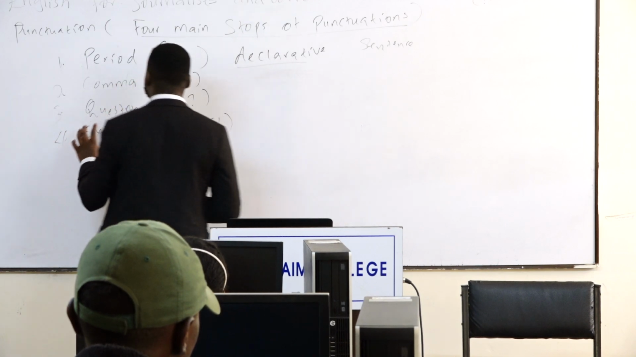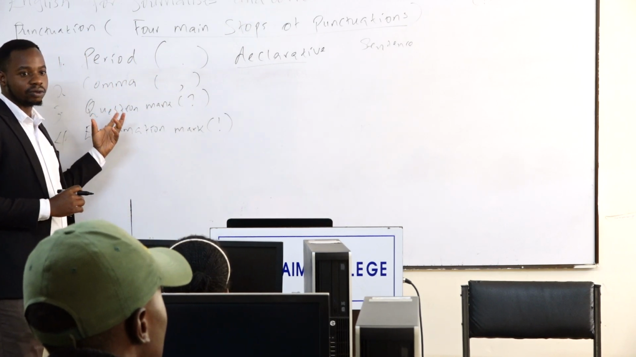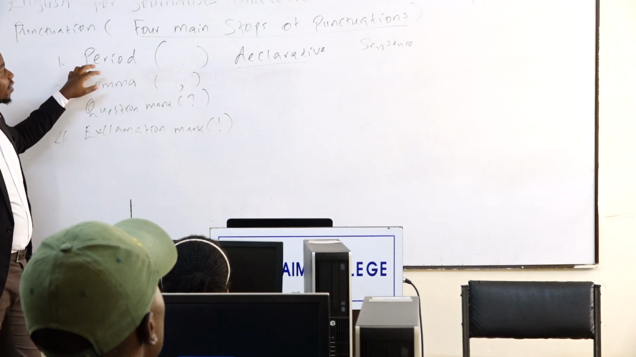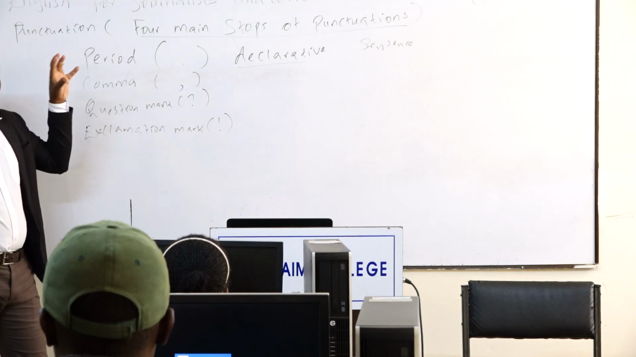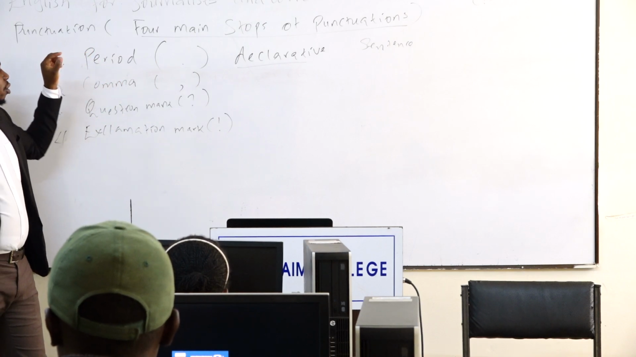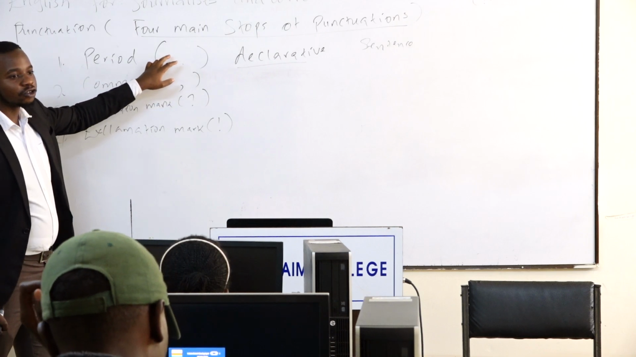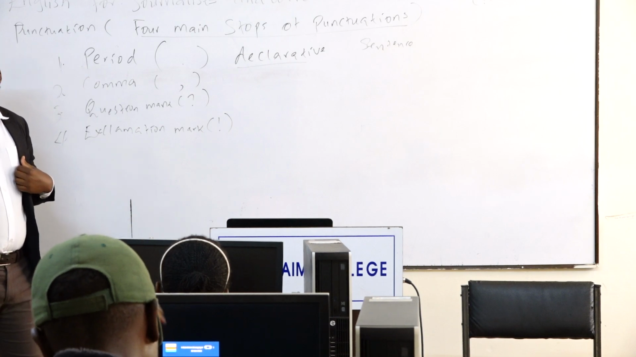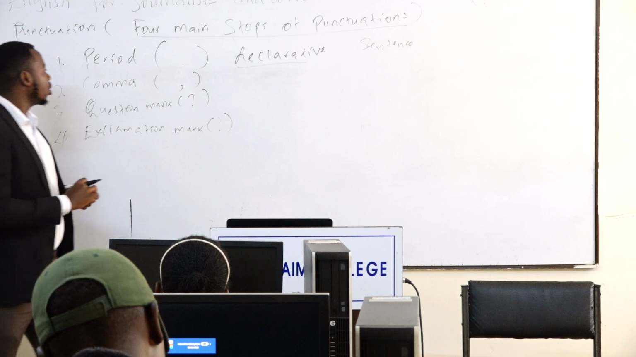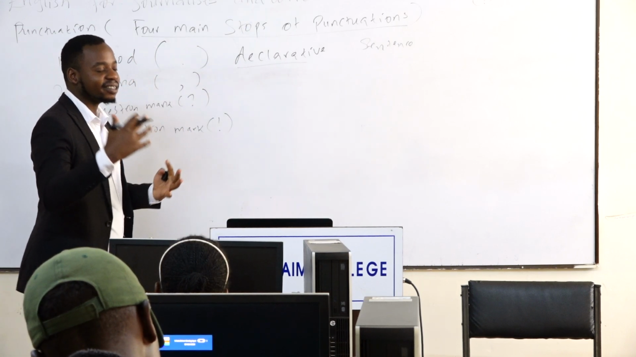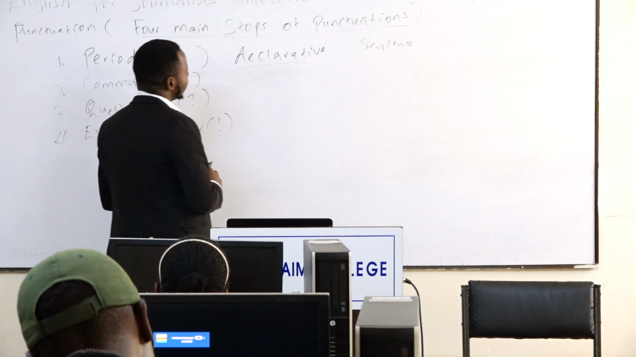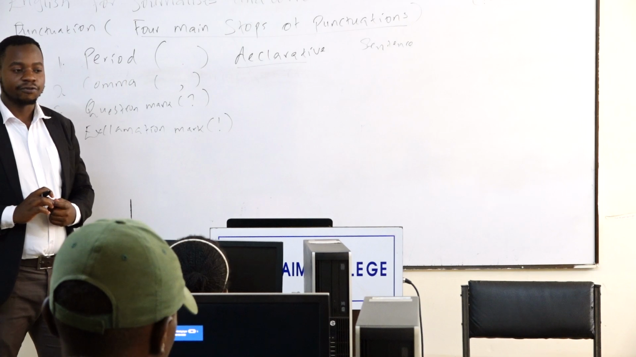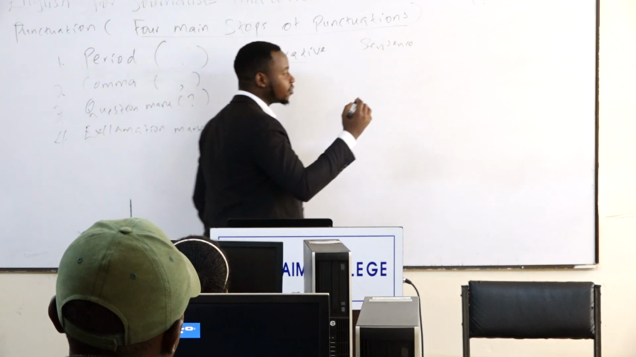So those are the four main stops of punctuation, right? Why do you think they are called stops? When you are using this particular full stop, it means that the sentence has come to an end, isn't it? For example, you write a sentence, at the end of the sentence you put a full stop. It is also used to indicate the end of abbreviations.